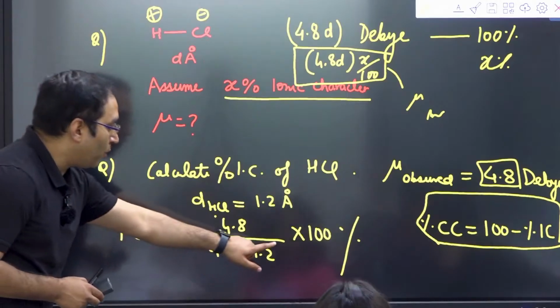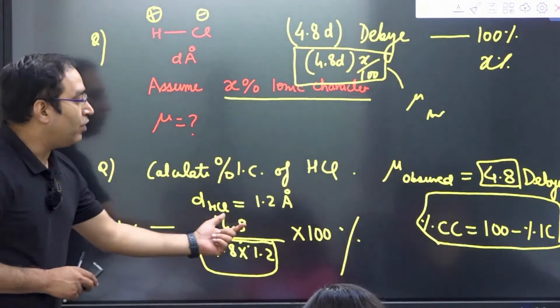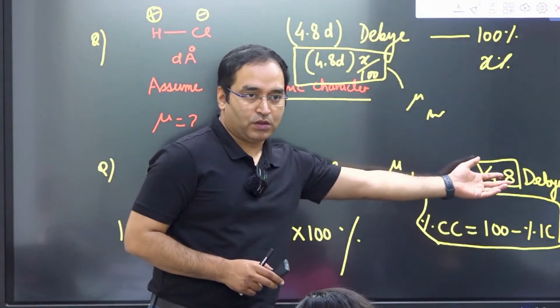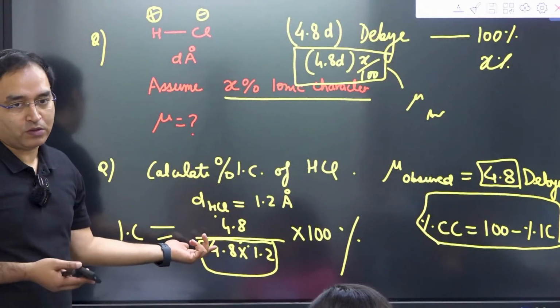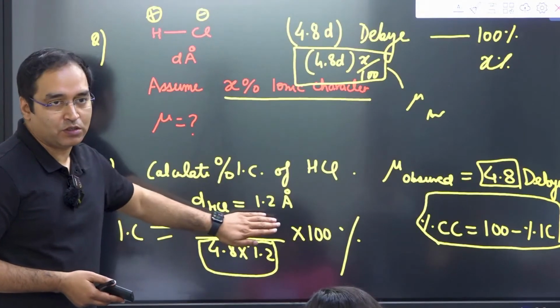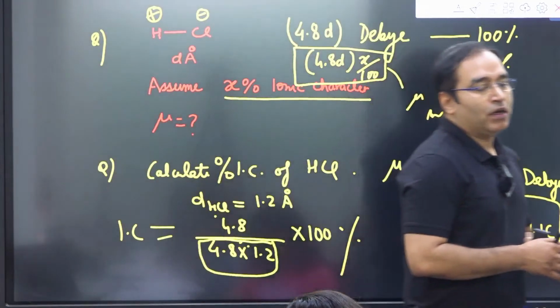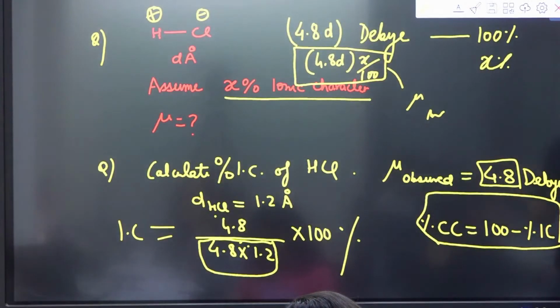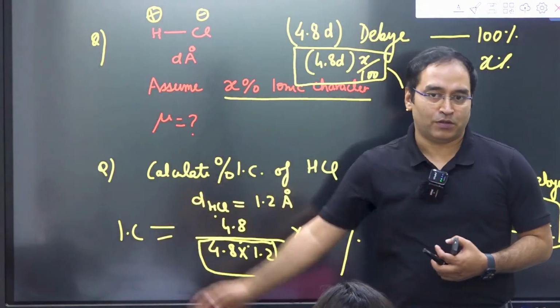4.8 into 1.2 is the benchmark for 100% ionic character. But our value is just 4.8. Just to make the data simple, I have given 4.8. They can give 2.4 also. So what is the percentage? This is for 100, so this is for how much? This upon bigger number into 100. It's like 4 paise are 100, 2 paise are how much? 50%. Is that okay?